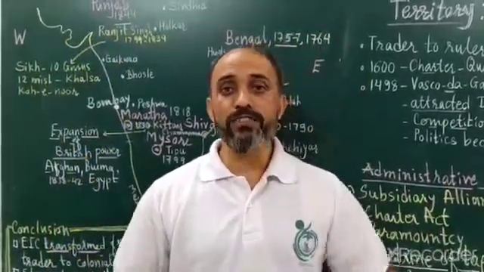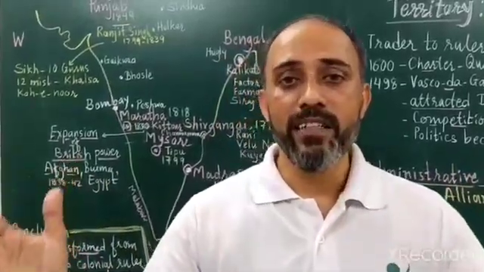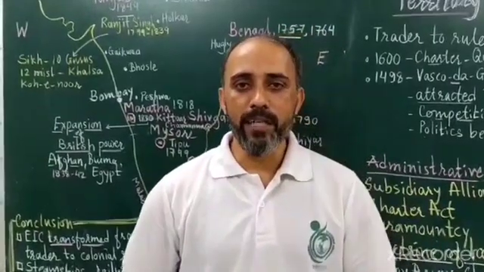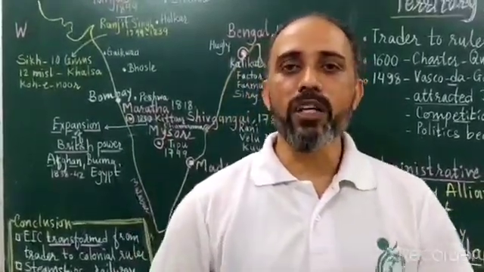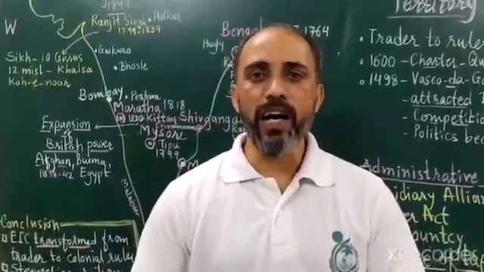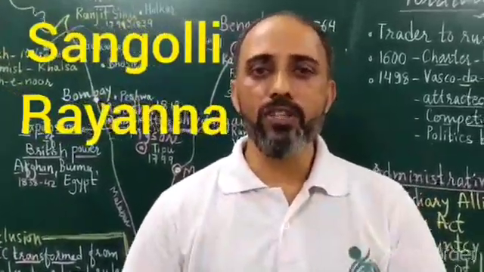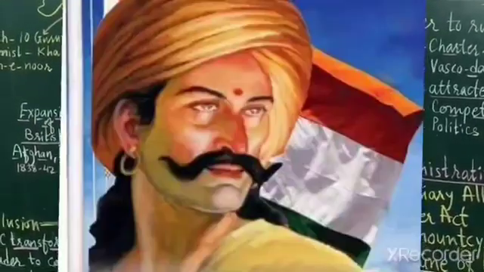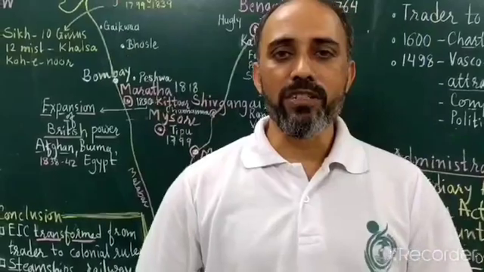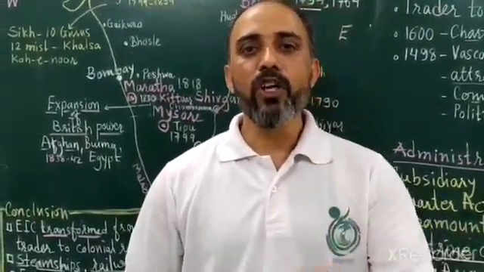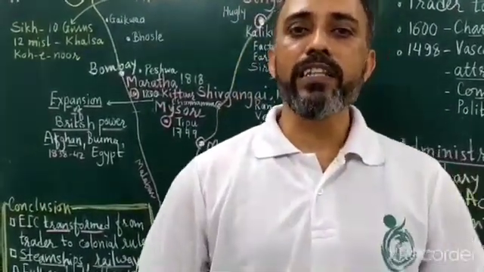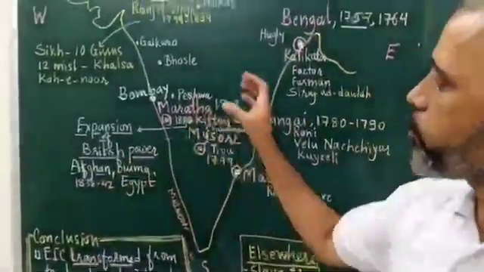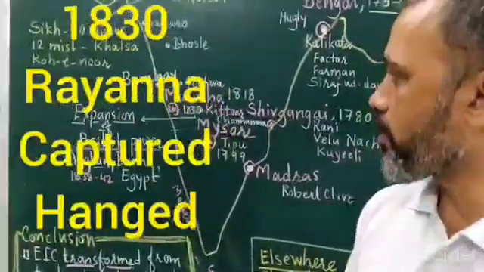But the freedom struggle, the fight to safeguard Kittur, did not end. There was one brave statesman of Kittur named Sangolli Rayanna. He reunified the people and the army of Kittur and he fought very valiantly against the British. By the year 1830, he was captured. Rayanna was captured and hanged publicly in front of the collector's office. This way, Kittur also went into the hands of the British East India Company.